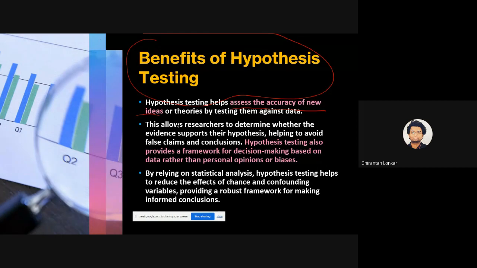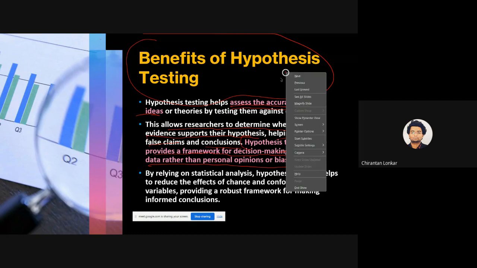For example, you release an app. How good is that app? That is nothing but, in a way, you trying to assess the accuracy, whether it is really accurate as per the customer needs. Coming back to hypothesis testing, it helps to assess the accuracy of new ideas. This allows researchers to determine whether the evidence supports their hypotheses, helping to avoid false claims and conclusions. Hypothesis testing also provides a framework for decision making based on data rather than personal opinion and biases. Guys, super, super important.